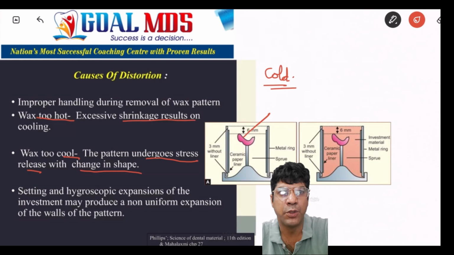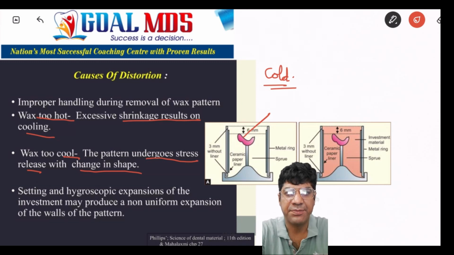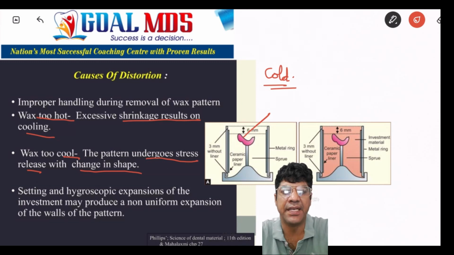And if the wax is too hot, excessive shrinkage could result on cooling. If the wax is too hot, it can become soft and deform easily. The wax pattern needs time to cool and set properly after shaping. If the wax is disturbed before it has fully set, it can lead to distortion. Proper cooling and setting time are essential to avoid this distortion.